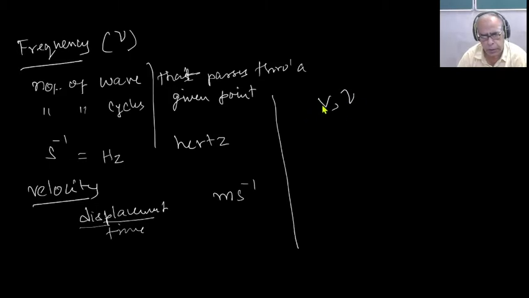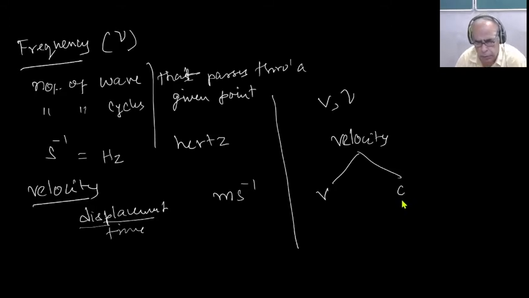In this case, the velocity can be represented in two ways. One is the particle velocity, another is the wave velocity, the velocity of light. Here it should be represented as c. This is the velocity of light, and this is the particle velocity. As light is an energy, it should be represented as c.